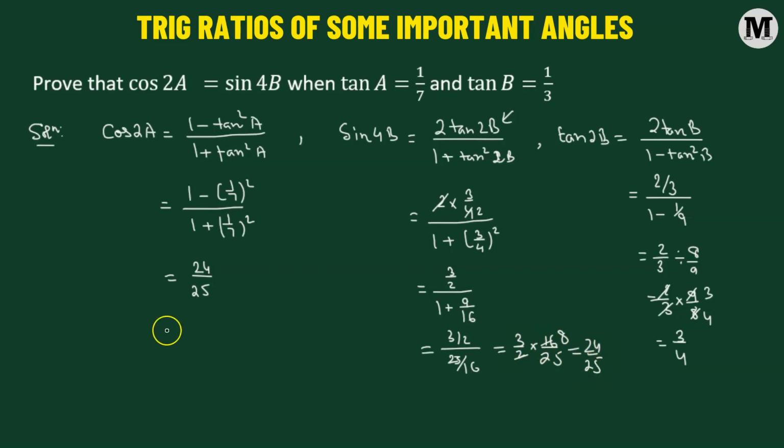We're getting exactly the same result. So this means that we can say that the value of cosine of angle 2a will be equal to sine of 4b, provided tangent of a is 1 over 7 and tangent of b is 1 over 3.